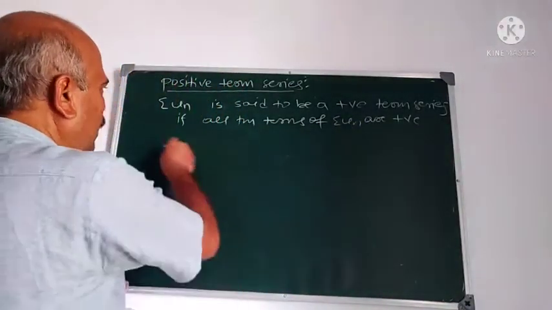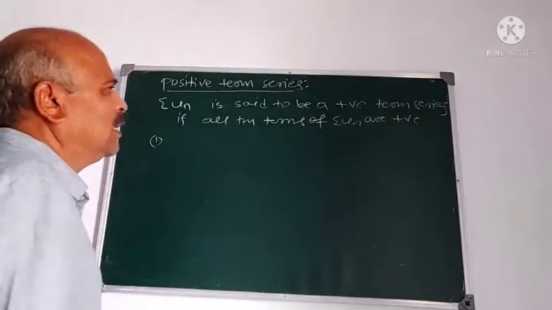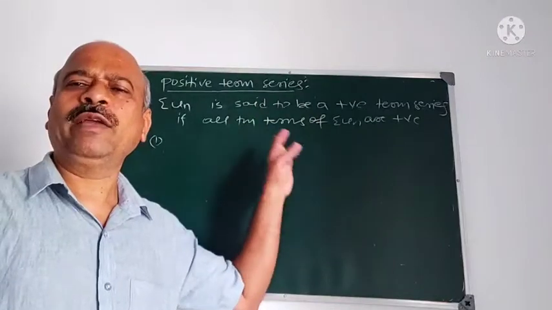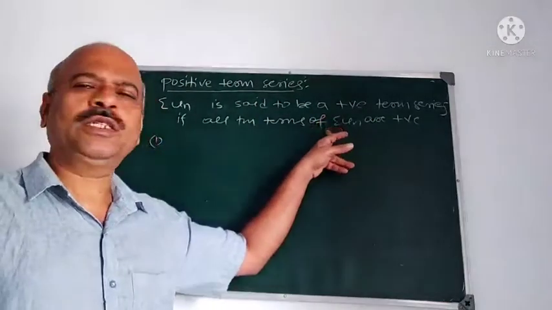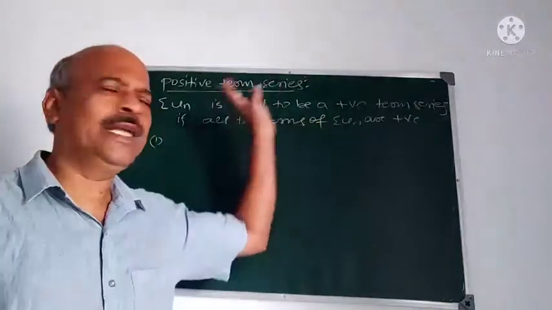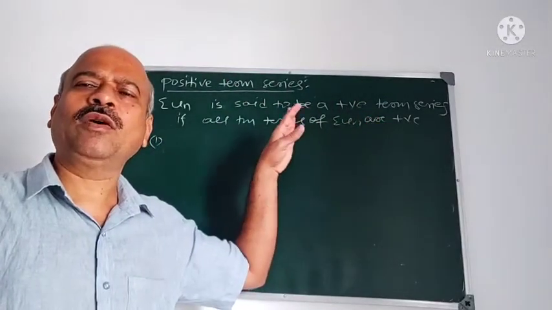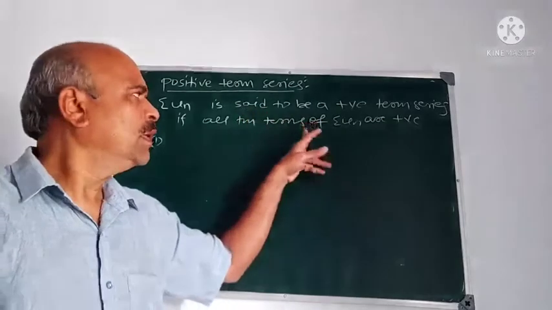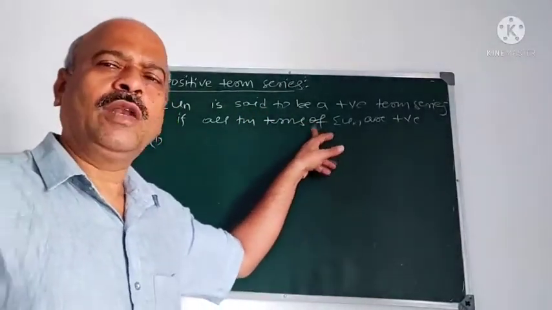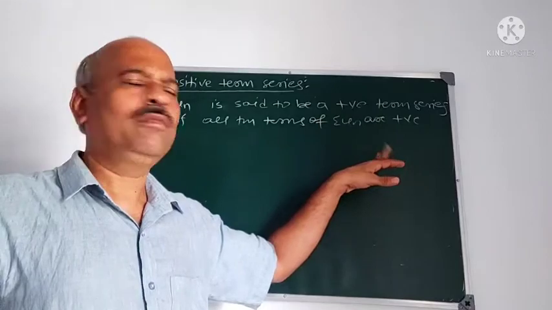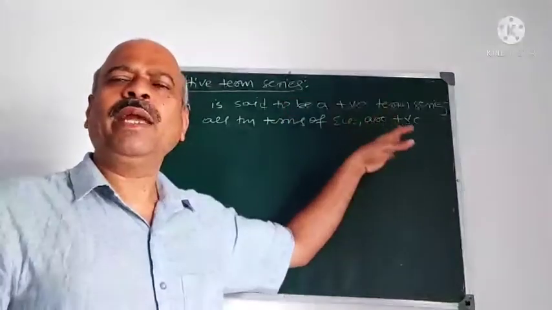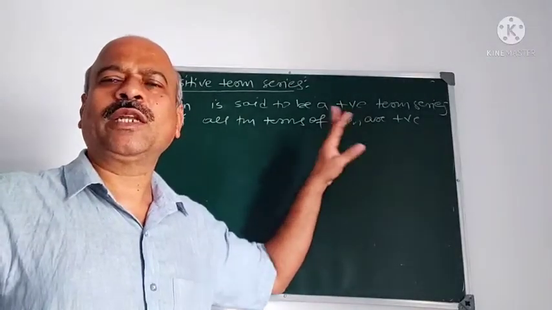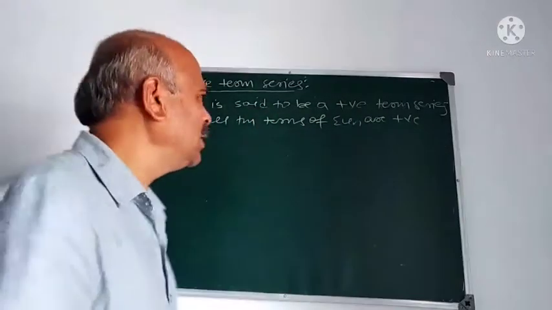Now, the first thing is a positive term series either converges or diverges. It converges to a finite number or it diverges. It always diverges to plus infinity. There is no question of negative terms here. Only two cases: it either converges to a finite number or it diverges. A positive term series cannot oscillate. That is the important thing.